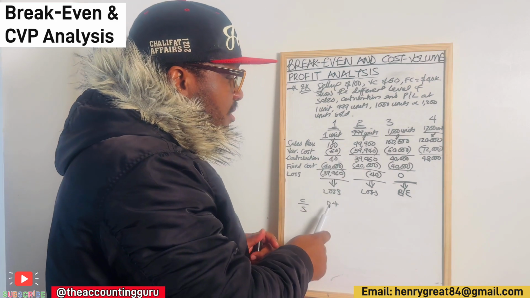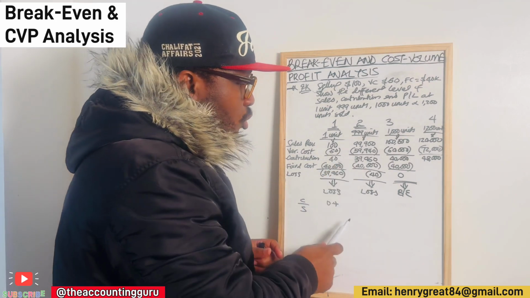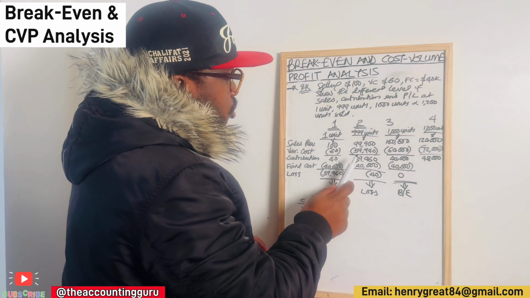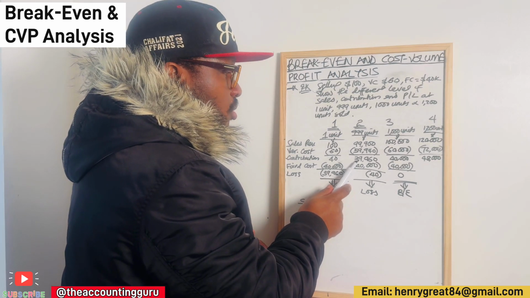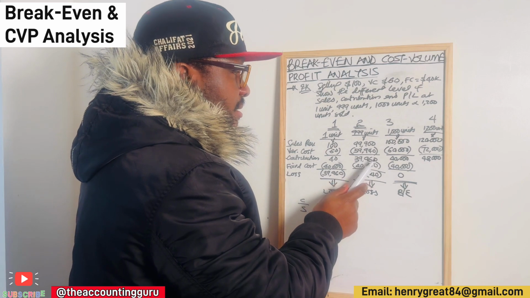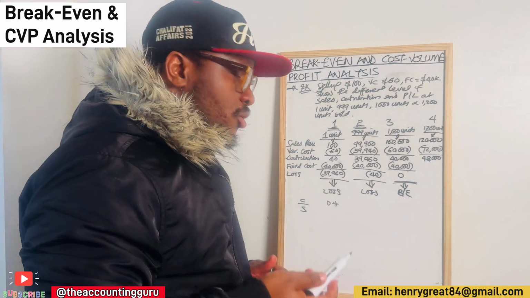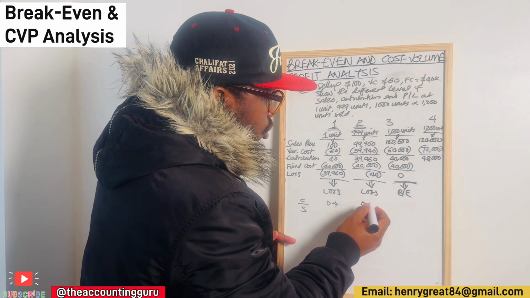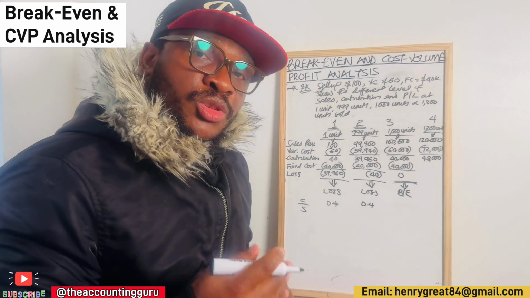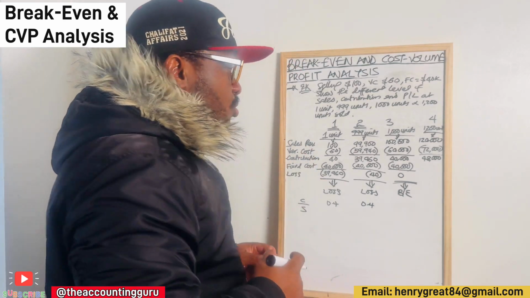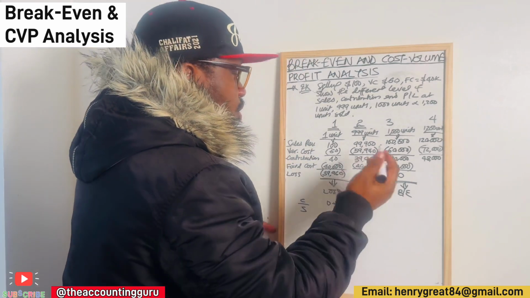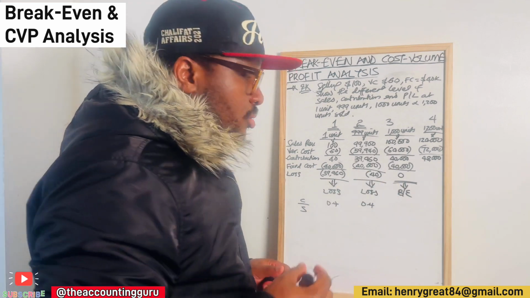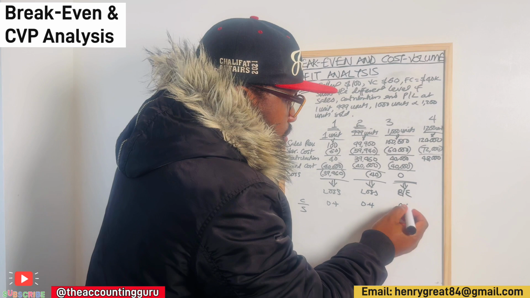So in level 1, we have it at 0.4. Let's see if it will also be 0.4 in level 2. Okay, so what do you do? Total contribution, that is 39,960 divided by 99,900. You can do that. You will discover that it will still give you 0.4 as contribution to sales ratio. Let's go to level 3. Contribution here is 40,000 divided by 100,000. It will also give you 0.4.